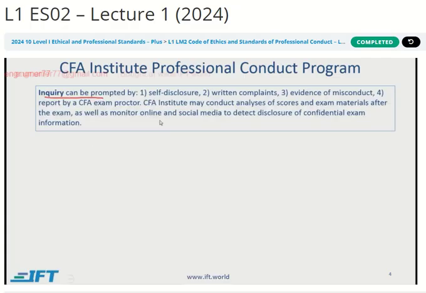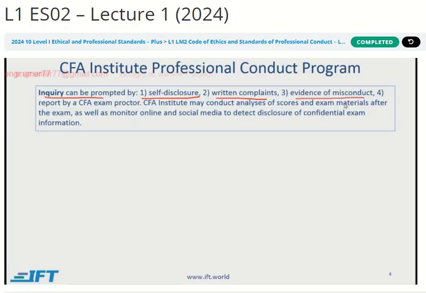The inquiry can be prompted by several reasons. One is self-disclosure. You might recall that when you signed up for the exam, there was a self-disclosure form. If you disclose there that you've been in some legal trouble in the past, or have had some issues with law enforcement authorities or anything to that effect, then you will hear from the Professional Conduct Program. There can also be written complaints where somebody else, possibly a charter holder or somebody else who's enrolled in the CFA program, might write to the PCP and complain about behavior that does not align with the code and standards.